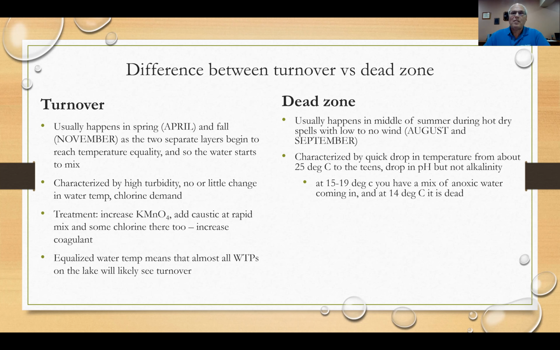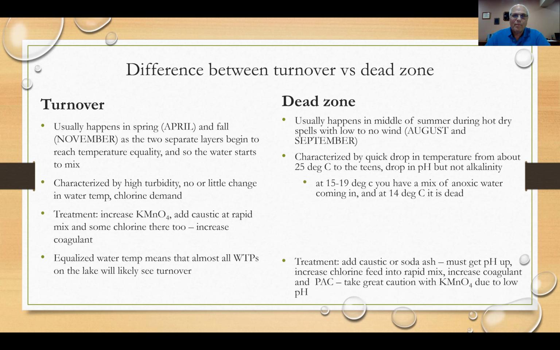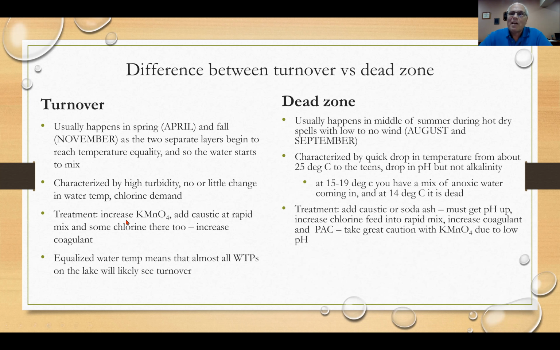So at 15 to 19, if you go from 25 degrees to 15 or 16 or 17, you got a problem. You got to start changing your treatment, and you don't do it the same way you do with turnover. I'm trying to make that clear here. The treatment would be to add caustic or soda ash because you got to get the pH up in the rapid mixer and the flocculator. The goal would be to keep that flocculator up to at least 7.5.